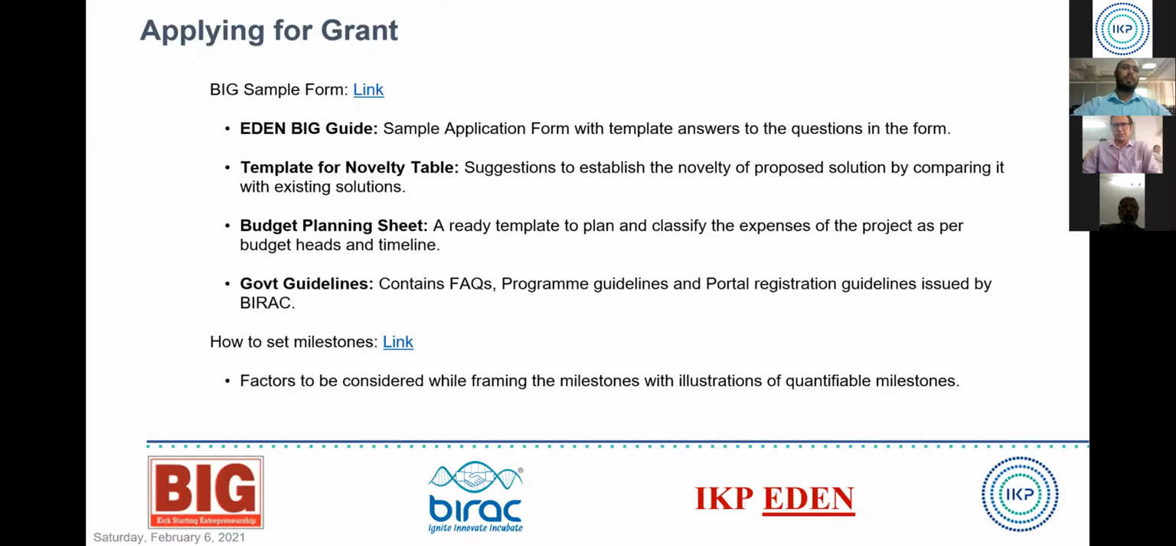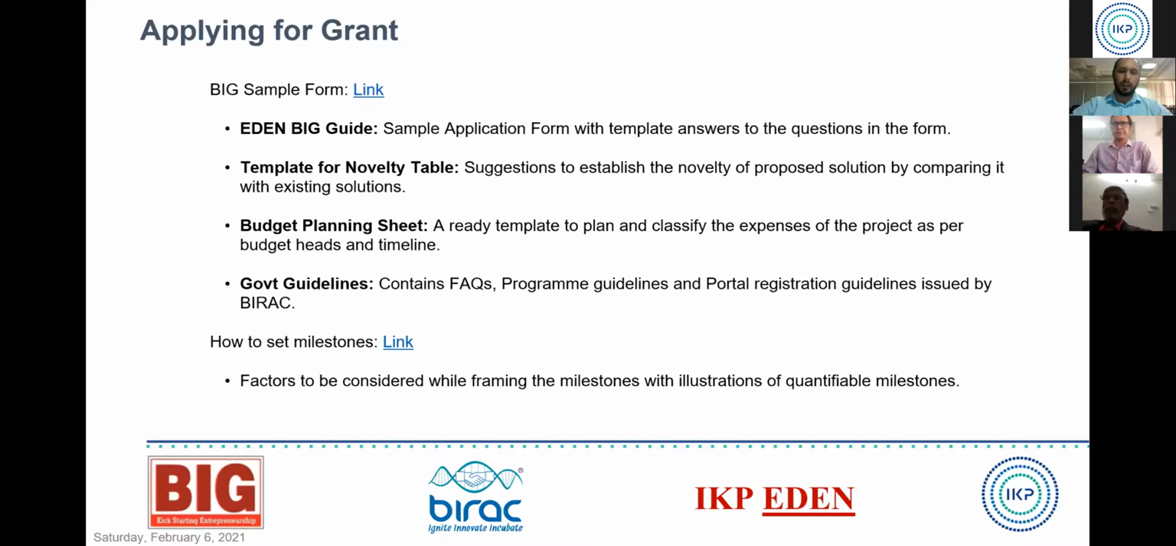There will be a folder which contains the FAQ questionnaire issued by BIRAC, the program guidelines issued by BIRAC, and a portal registration guideline, again issued by BIRAC. The portal registration guideline will be beneficial for first-time applicants. The program guidelines are basically a handbook of the BIG program which you can go ahead and read through. FAQs is a 5-page document with 33 questions, which you will face while filling your application forms. So hopefully they are already answered.